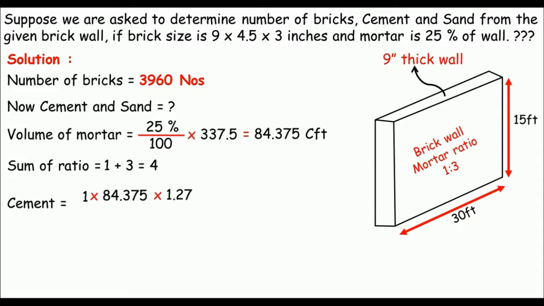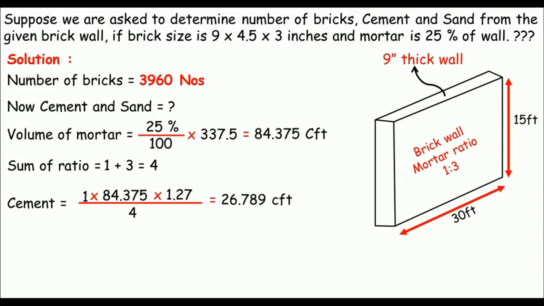No problem. And why do we do this multiplication? Remember, the wet volume is always less than the dry volume, and the dimensions are already in wet form. So that's why we have to convert these into dry, and that's why we multiply with this. So this is 1 times the volume of mortar times 1.27, divided by the sum of ratio. Sum of ratio is just 4. We'll get the cement equals 26.789 CFT.